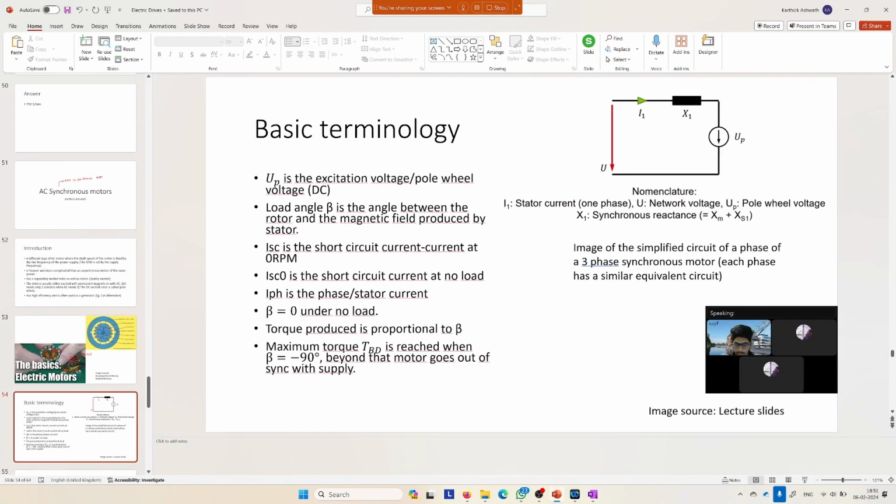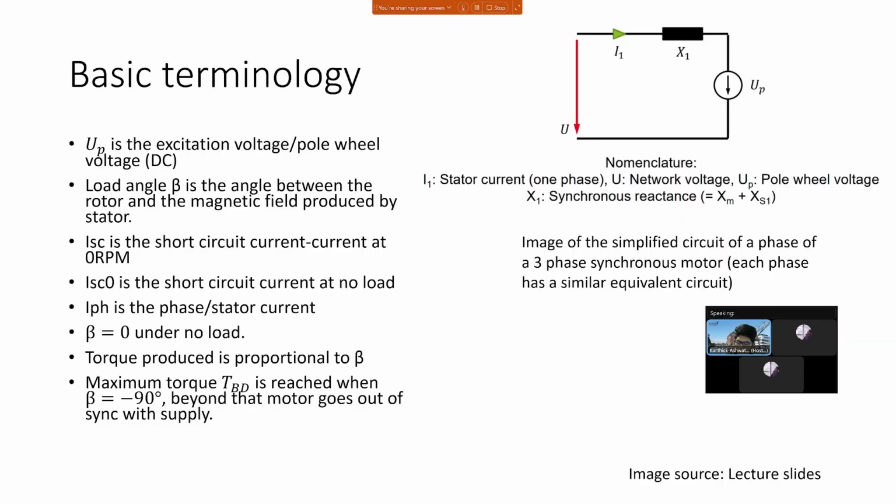So back to the current term. So far I have explained what the load angle beta is and what the pole wheel voltage is. It's similar to the induced voltage, right? The pole wheel voltage changes during the course of the operation as the RPM changes.